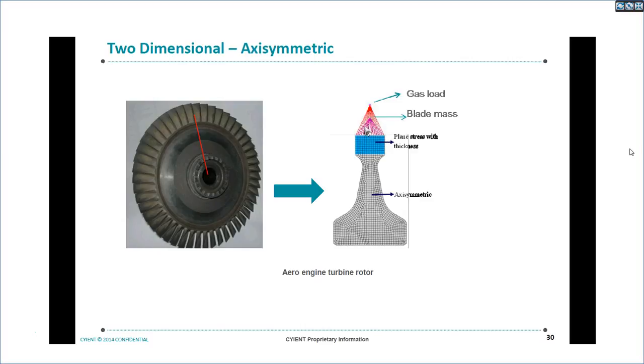One mass element represents the blade mass, another element represents gas loads. These elements are tied to the blade attachment region. Here we have used two techniques. One is the axisymmetric technique, and we assigned plane stress with thickness because it is not a constant 360 degrees. There will be slots, so we model that using plane stress with thickness. This is one of the examples.